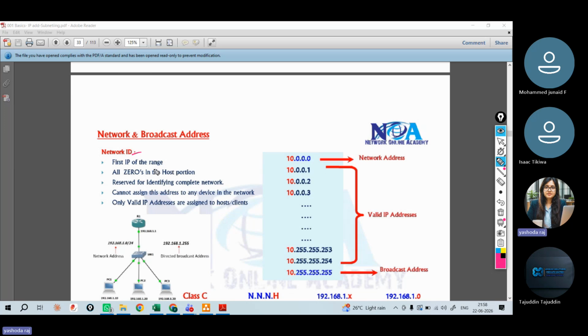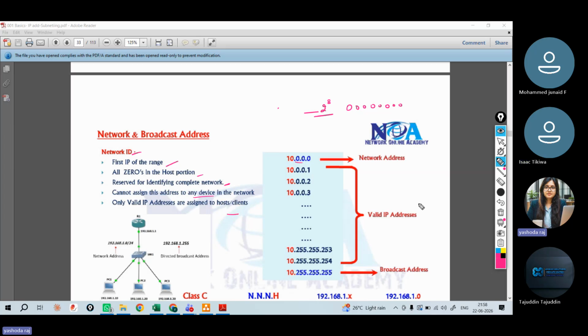So your network ID means the first IP of the range, with all zeros in the host portion. Suppose in class C, 2 power 8 bits are reserved for the host portion. That means all zeros. It is reserved to identify the complete network, and you cannot assign this address to any device in the network. Only valid IP addresses are assigned to hosts or clients.